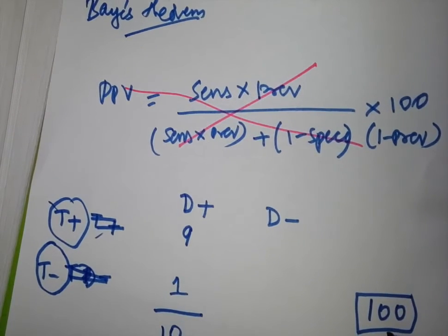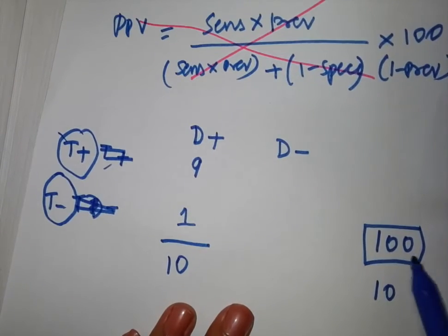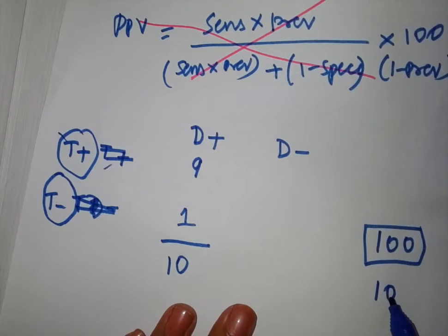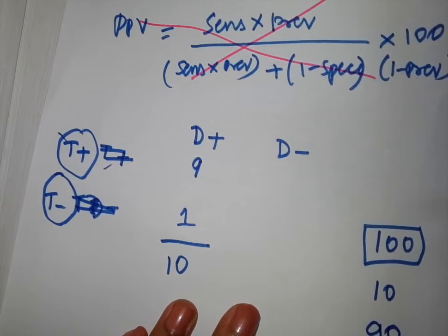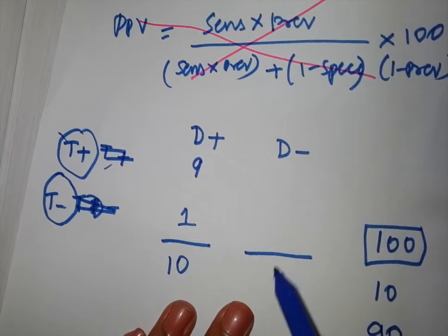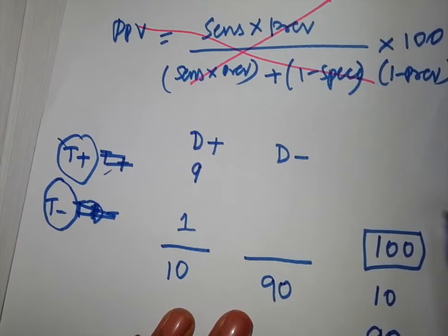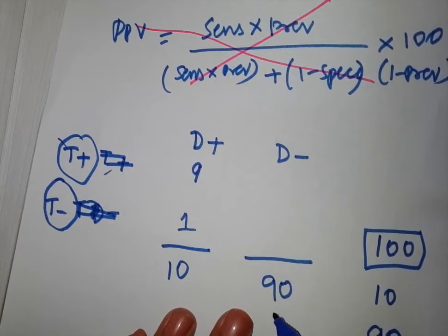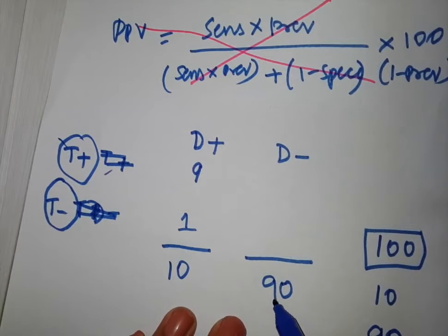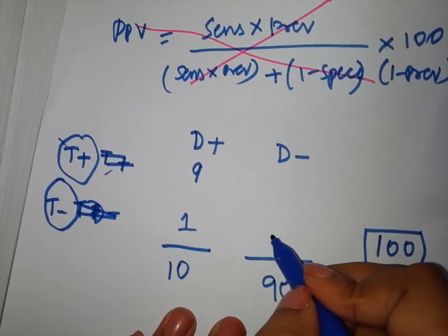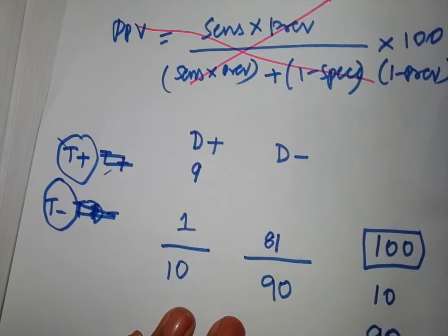Now in a population of 100, 10% is the prevalence, means 10 of them are diseased, 90 of them are disease free. So disease negative is 90. Next we take specificity. Specificity is true negatives out of total disease negatives. Specificity is again 90%. So 90% of the 90 people will make it 81.